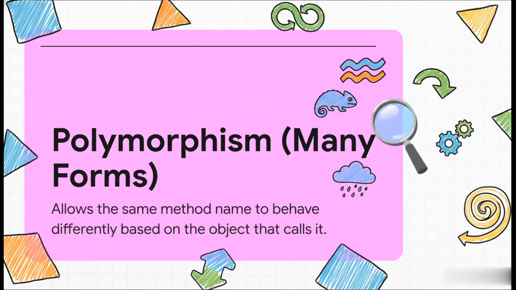And finally, we get to polymorphism. Now, I know it's a mouthful, but it literally just means many forms. And it's this really powerful idea that lets us perform a single action, but have it result in totally different outcomes depending on what object we're talking to.